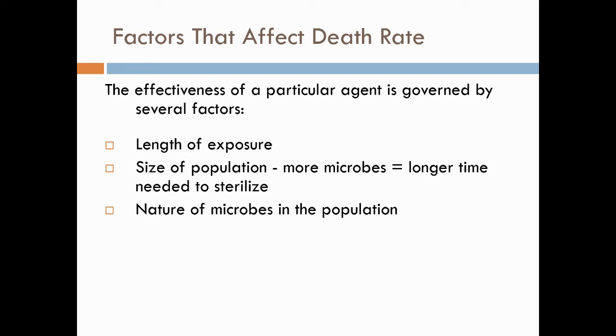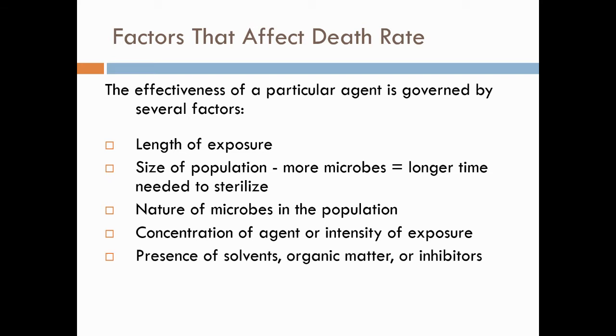I might need more of the substance, a higher concentration. So I need to know, what do I expect to be in that group of microorganisms I'm trying to kill? So then the concentration or the intensity of the exposure, the presence of solvents or organic matter or inhibitors. So solvents, organic matters, and inhibitors can all break down that control agent.